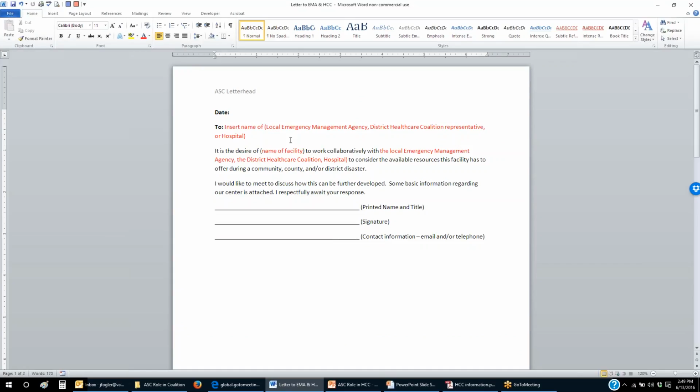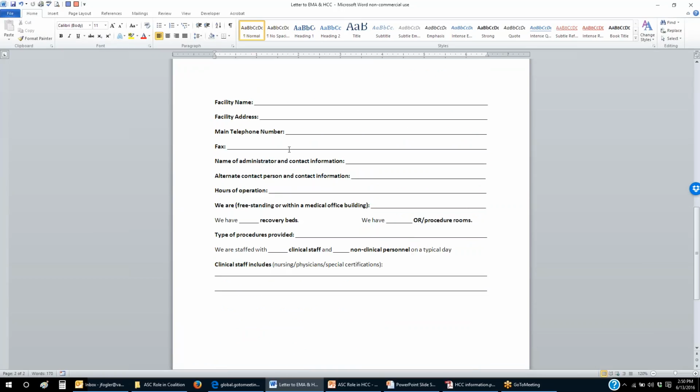This would be a good way to start that discussion: send them a letter. I've just provided you with a template on very simply how you can contact them, as well as some general information about your center, emergency or administrator contact and alternate contact information, what kinds of procedures you do, your hours of operation, the number of recovery and OR procedure rooms you have, the type of staff that you typically have within your facility.